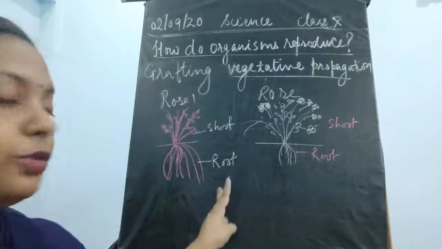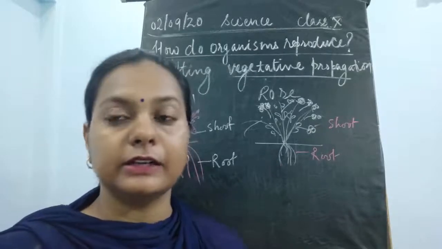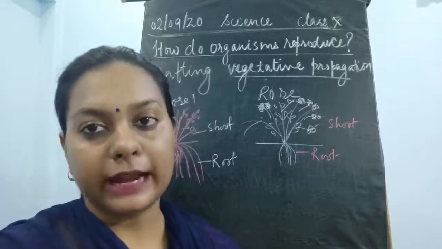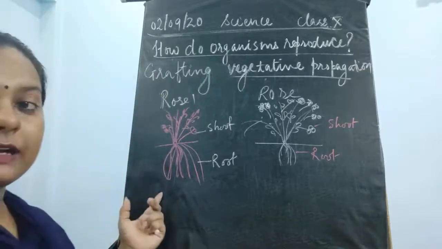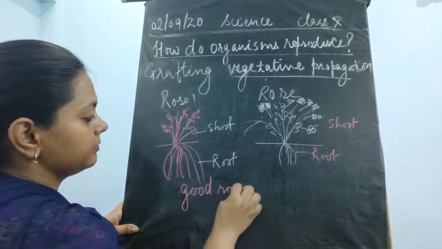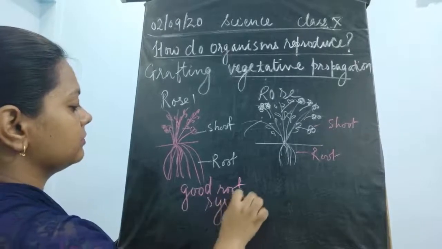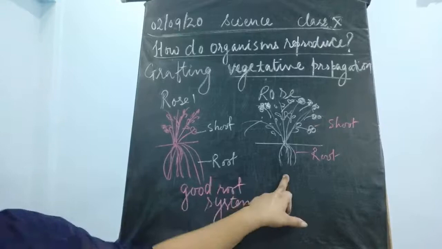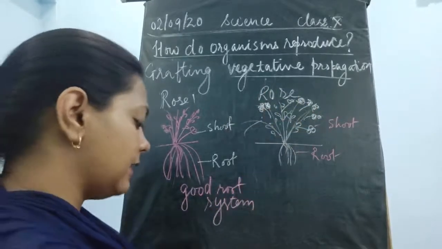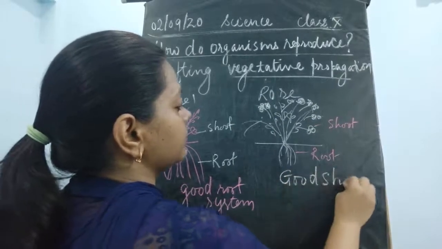We have taken two rose plants of the same variety, but they have different desirable features. Now, each is having a different good characteristic. Now, what good characteristic is this having? The first plant is having a good root system. Okay, this is having a good root system. And in the second plant, here we can see that there is extensive branching. Means this has a good shoot system.